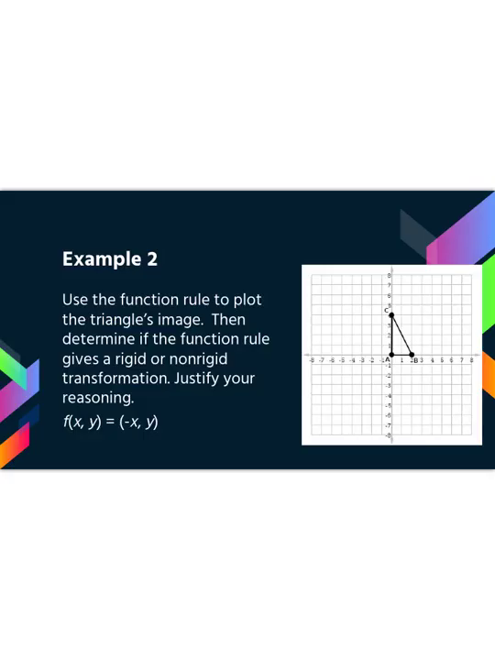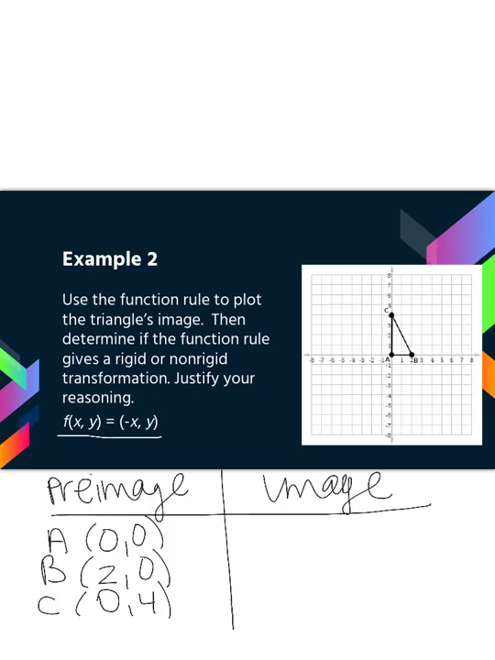This problem is asking us for the same steps as example 1, but we actually have a function rule instead of a mapping rule. So notice that down here we have a function rule, like we talked about earlier. So we have f of (x, y) equals (negative x, y). So we know that our input (x, y), once the transformation is applied, gives us the coordinates (negative x, y). So we also have the same exact pre-image as example 1, so we can use the same coordinates we found, and then we just use this new rule to determine what our image coordinates are going to be.